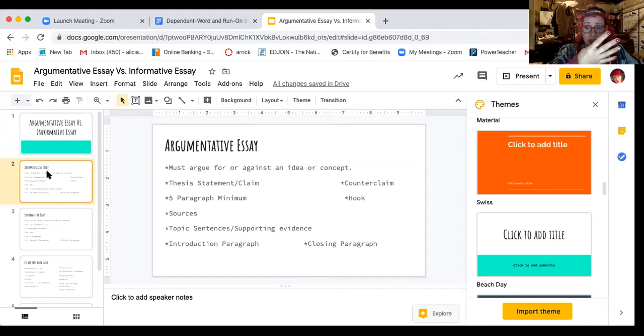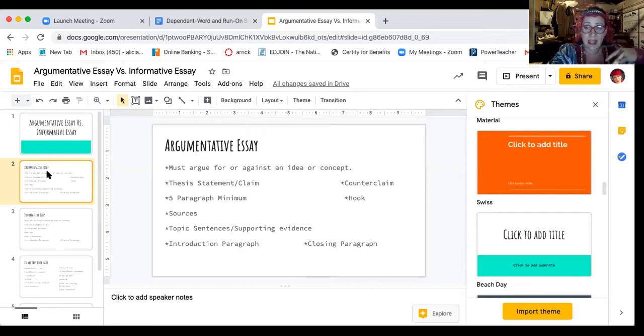It does have to have sources, meaning where did you get your information defending your point? What website did you get it from? What newspaper article did you get it from? What magazine article did you get it from? What YouTube resource did you get it from? Okay. Now, topic sentence and supporting evidence. Each of your body paragraphs needs to have a topic sentence with supporting evidence for your argument, which was your thesis statement. Okay, and again, I already went over introduction and closing paragraph.